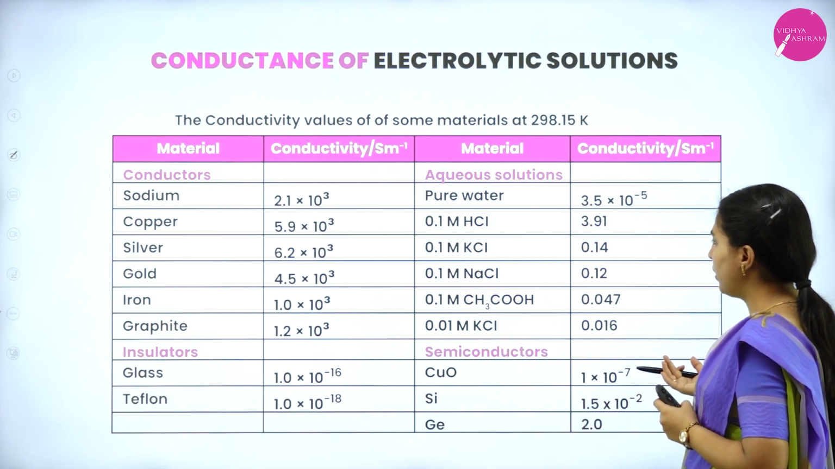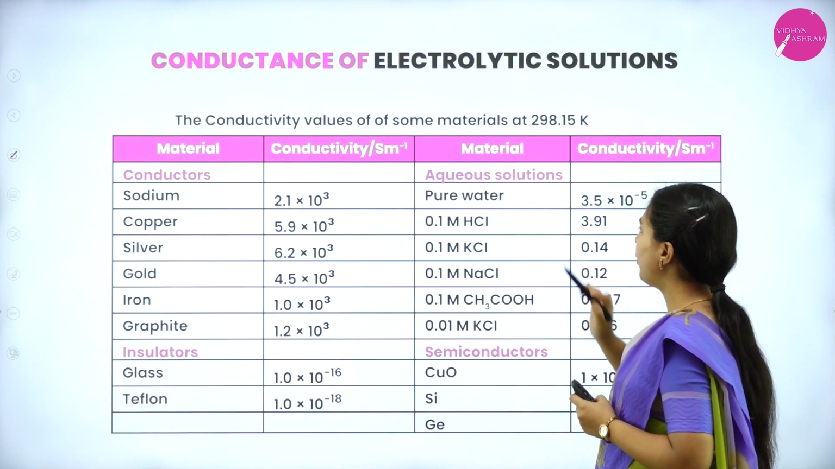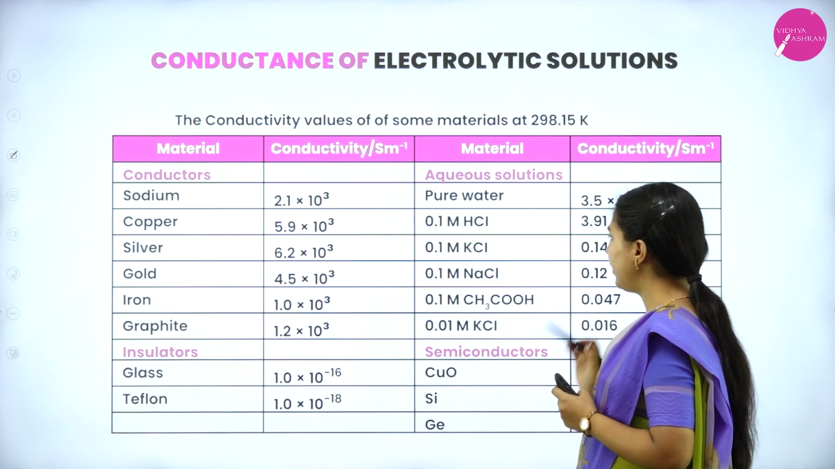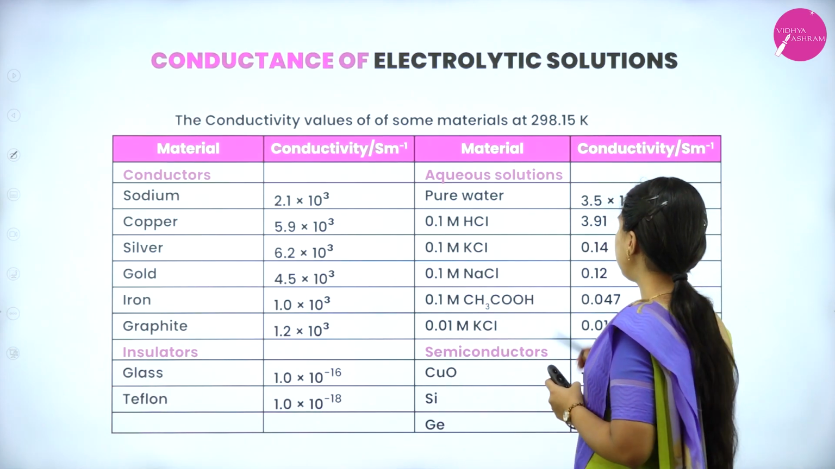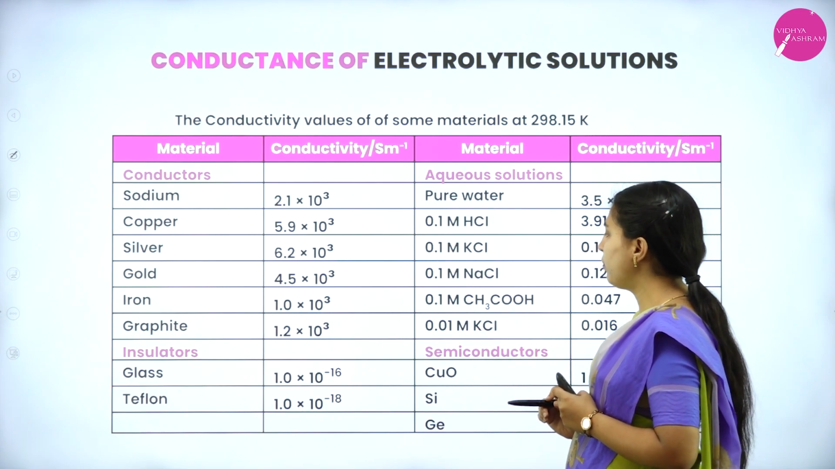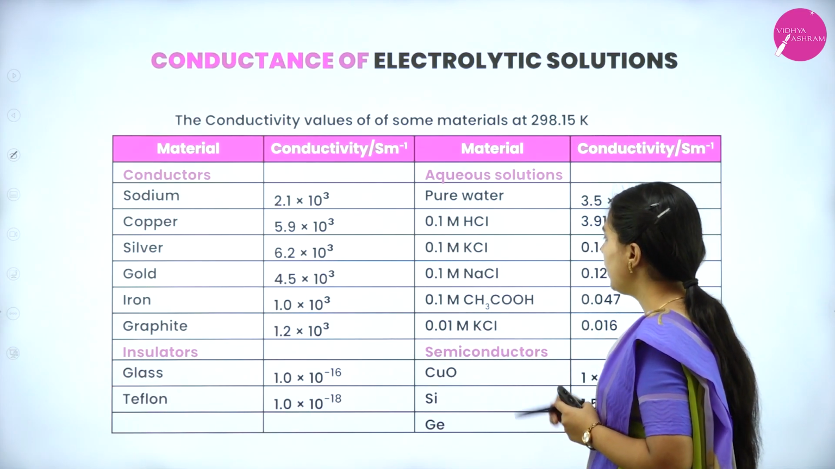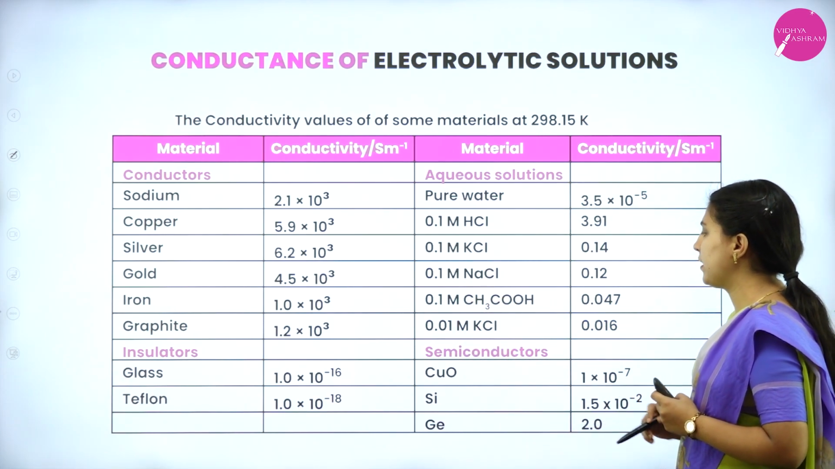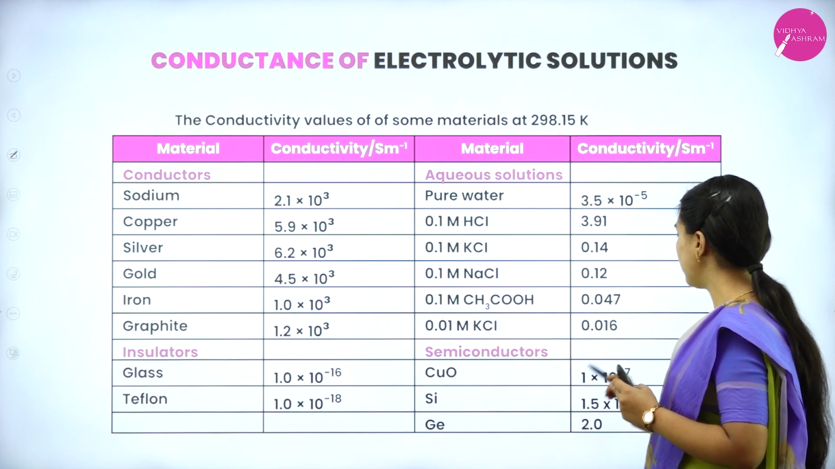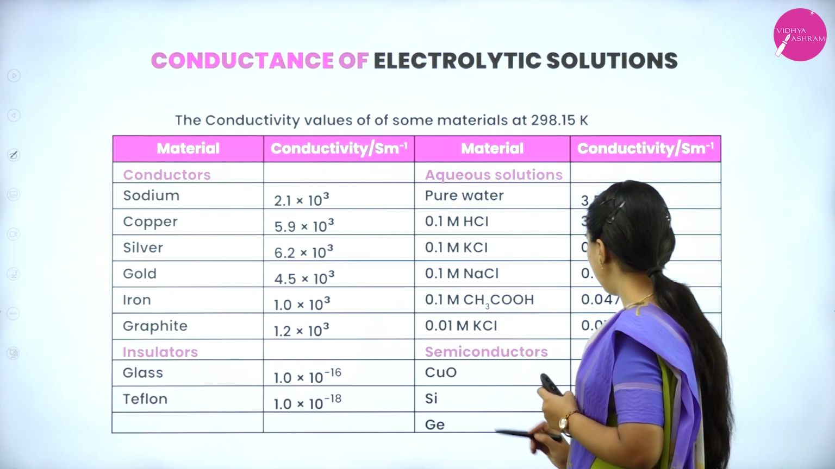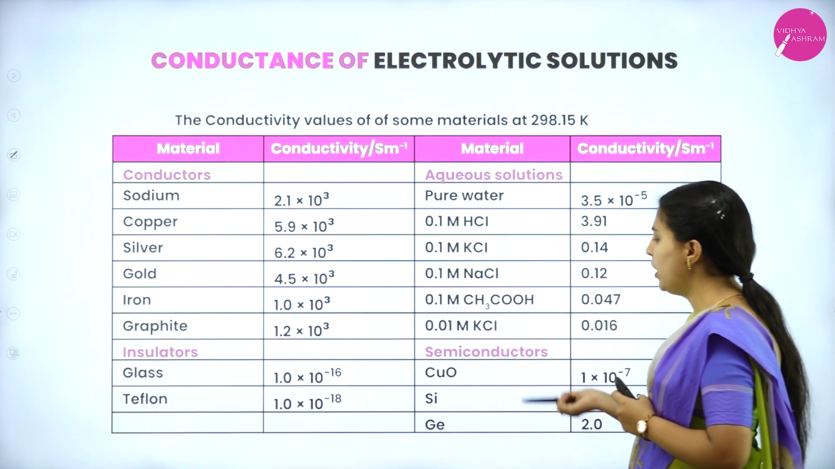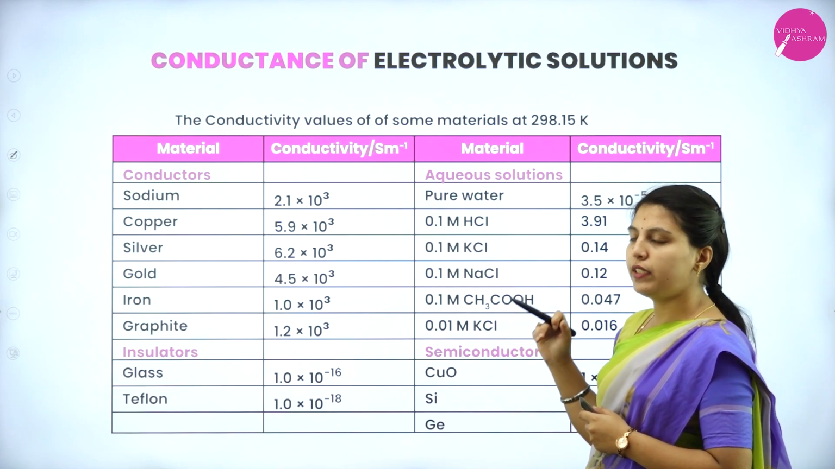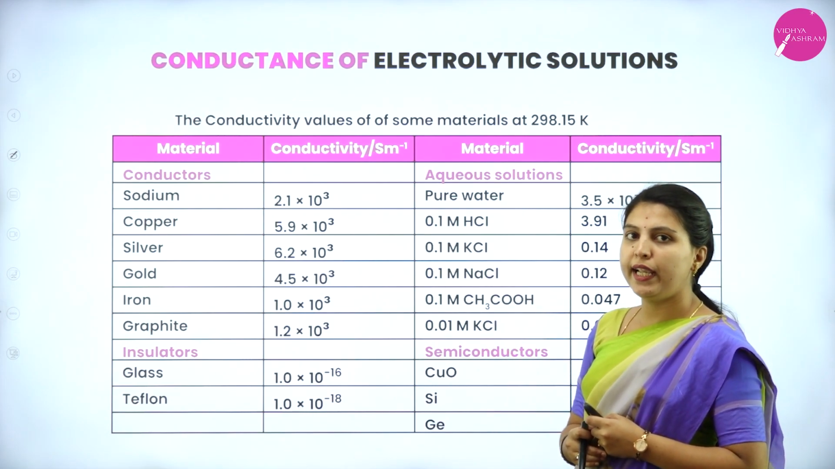In the aqueous solution, pure water 3.5, 0.1 molar HCl that is 3.91, 0.1 molar KCl 0.14, 0.1 molar NaCl 0.12, 0.1 molar acetic acid 0.047, 0.01 molar potassium chloride is 0.016. Semiconductors, copper oxide is 1 × 10^-7, silicon is 1.5 × 10^-2, germanium is 2.0. These are some of the conductivity values at the temperature 298 Kelvin.